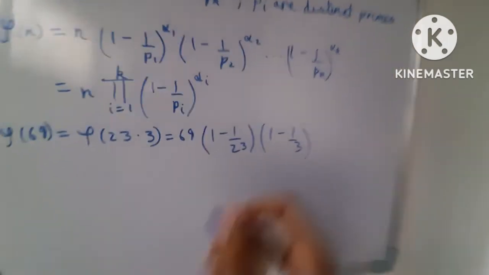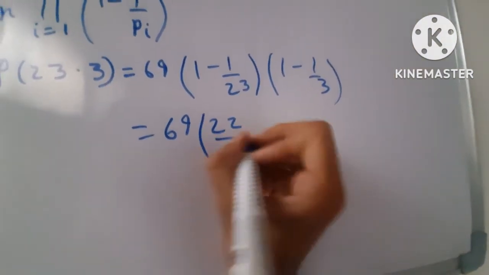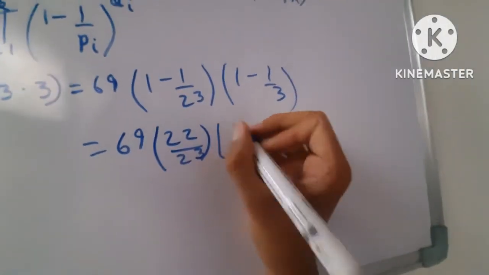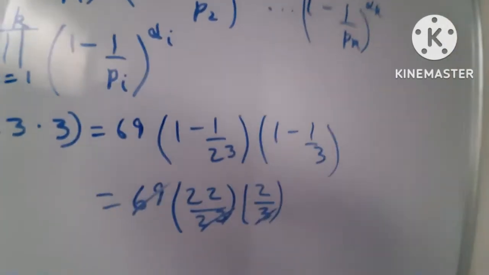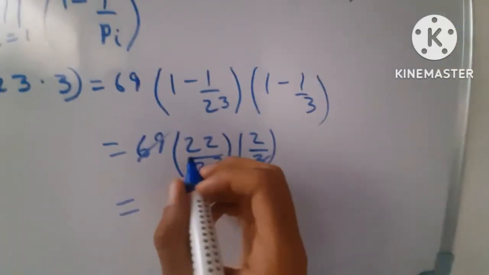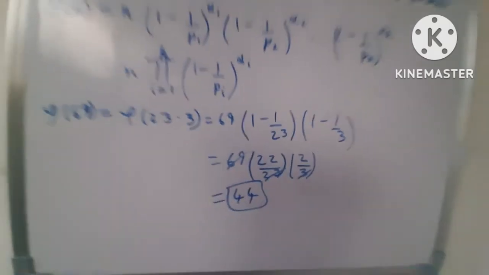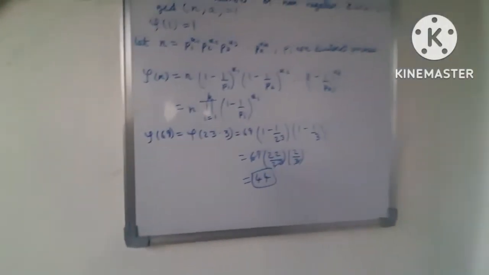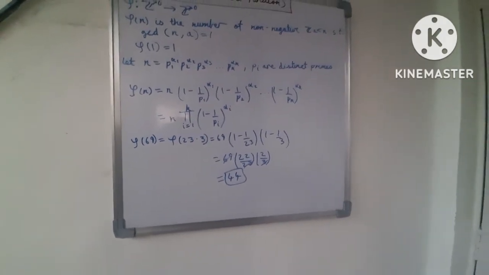Now it's not that tough to simplify. 69 times 22 upon 23 times 2 upon 3. These cancel out, then you get 22 times 2, which is 44 as your result. That's actually kind of nice.